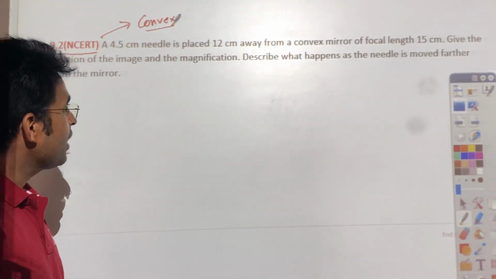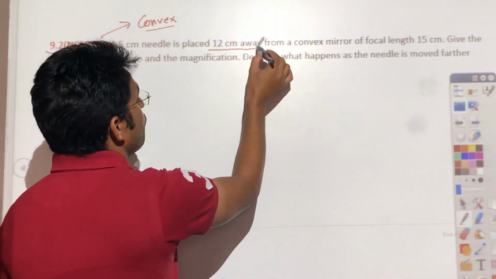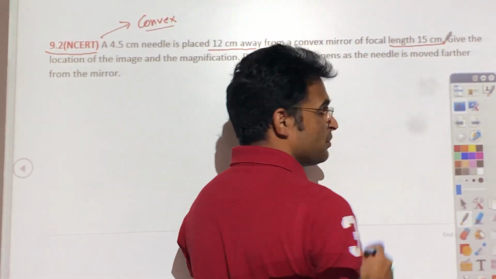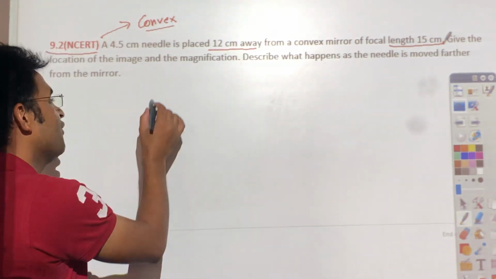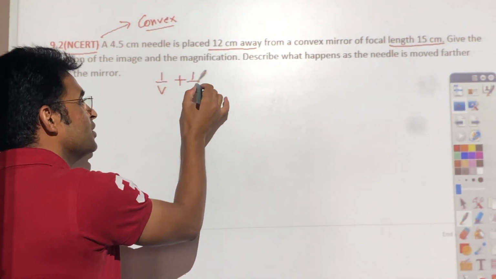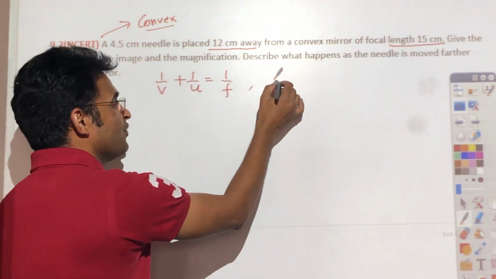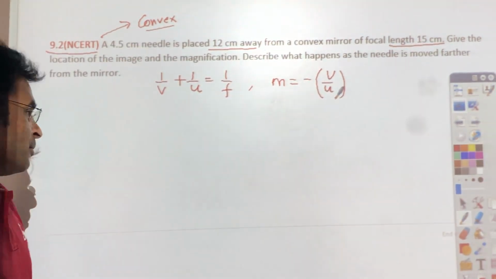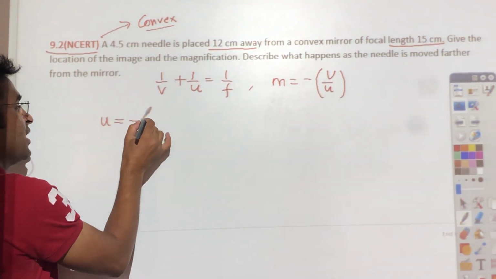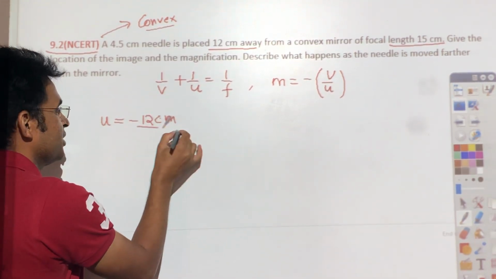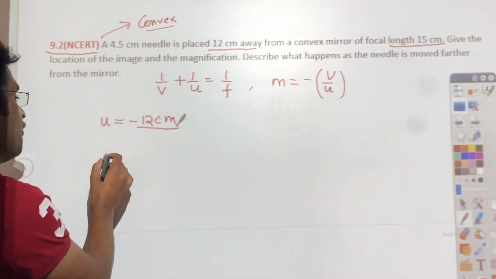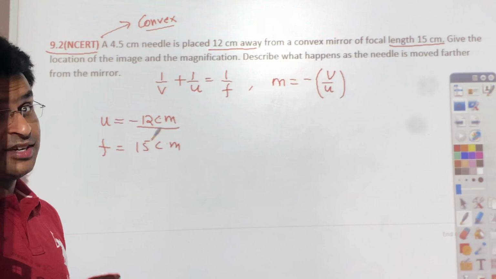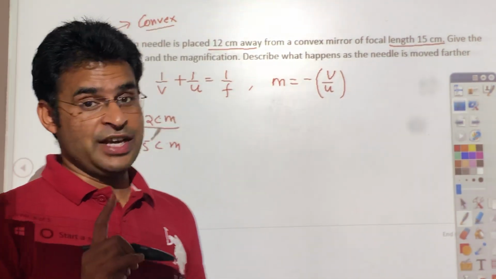In this question, the object distance is 12 centimeter, and the focal length is given as 15 centimeters. So again I need to use the same formula, 1 by v plus 1 by u is equal to 1 by f, and for magnification it is minus v by u. But u is always negative, so minus 12 centimeter. Focal length is 15 centimeter. Why am I writing focal length positive? Because it's a convex mirror, and for a convex mirror we take focal length positive.